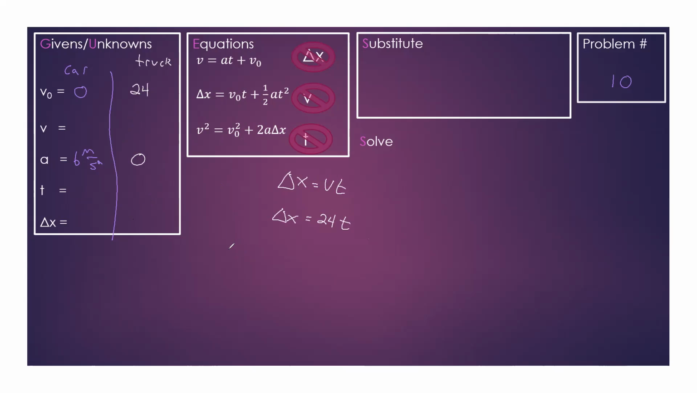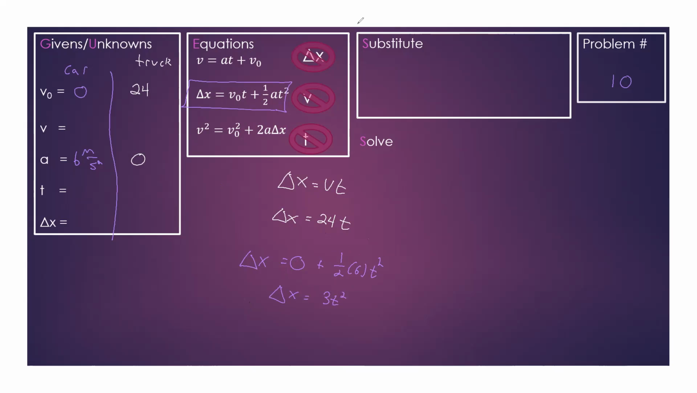We can also set up for the car delta x equals, we're going to use equation 2 here, v naught t, so that whole term goes away because v naught is 0, plus 1/2 a t squared. Let me simplify this equation first. So for the car, we can say delta x equals 3t squared.